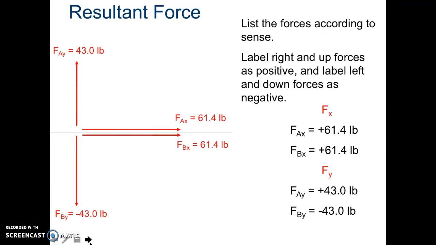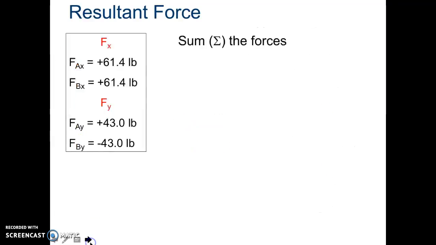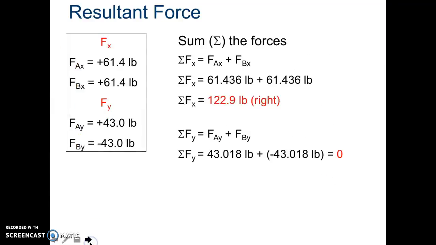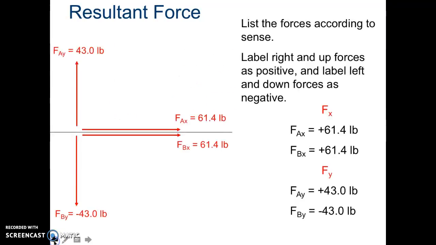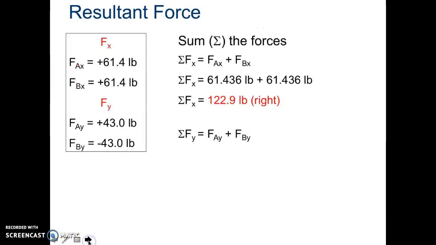So if we break them down, that's what they look like together. So let's sum them up. If we look at the sum of the two people pulling along the x-axis, so that's these two people pulling this way, then we can figure out that together they pull with 122.9 pounds.